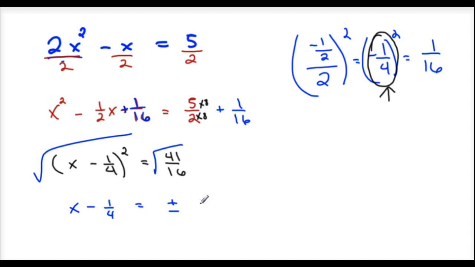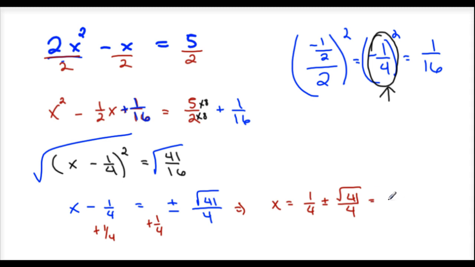Can I take the square root of 41? No, so it stays as square root of 41. Can I take the square root of 16? Yes, 4. So square root of 41 over 4. Add 1/4 to both sides. So I have x equals 1/4 plus or minus radical 41 over 4. Or since they both share a common denominator, I could rewrite this as x equals 1 plus or minus square root of 41, and both of them over one denominator. Either answer is correct.